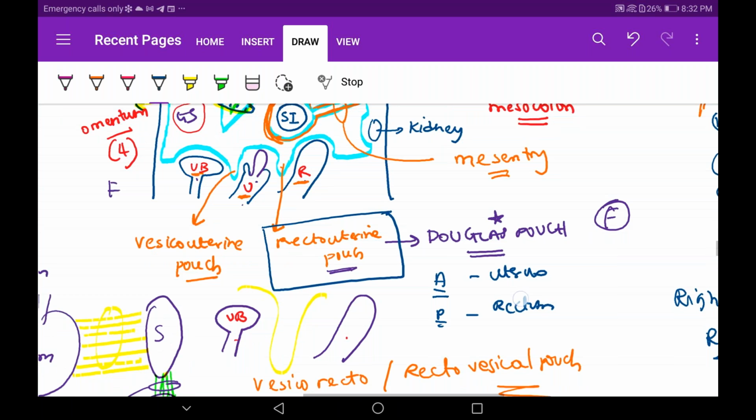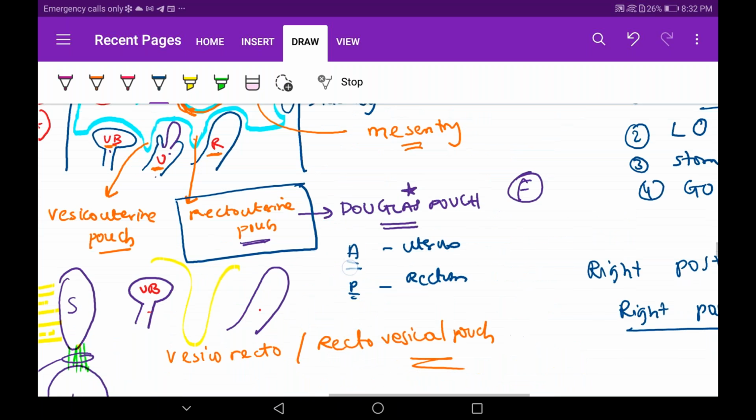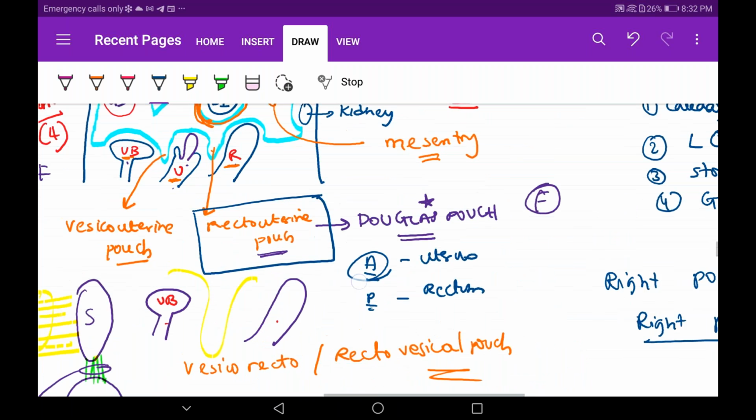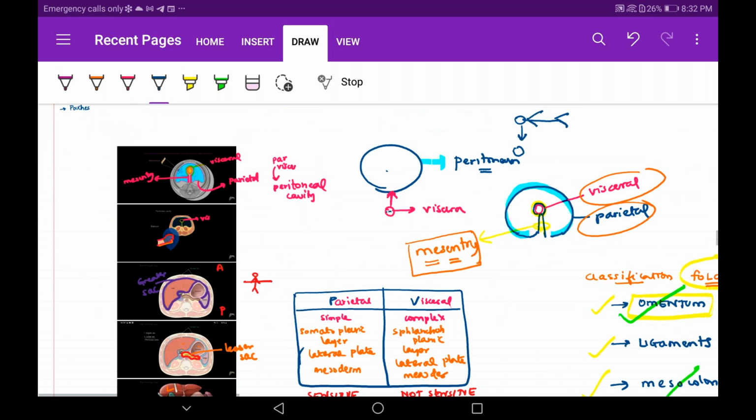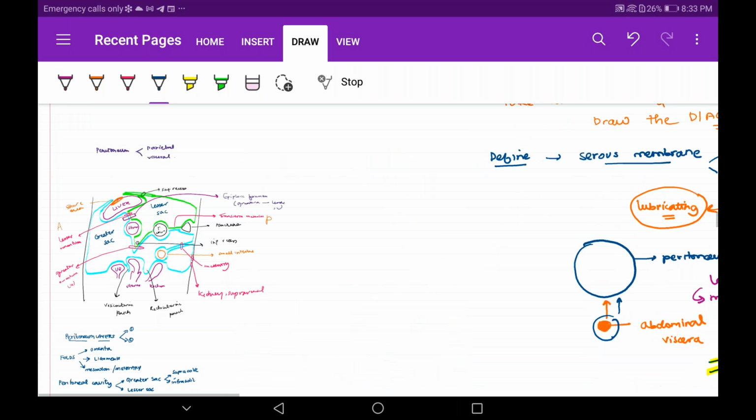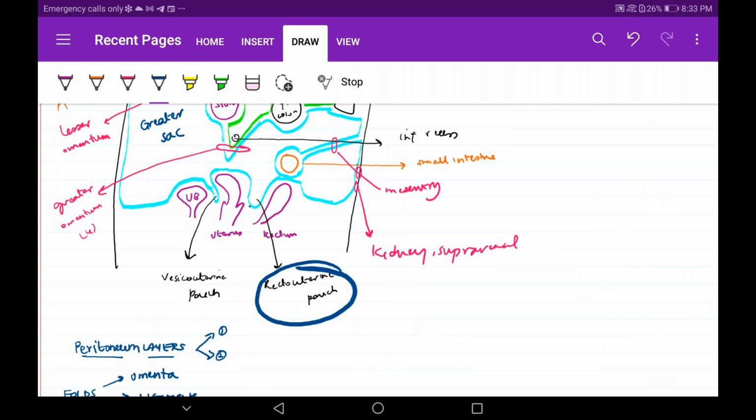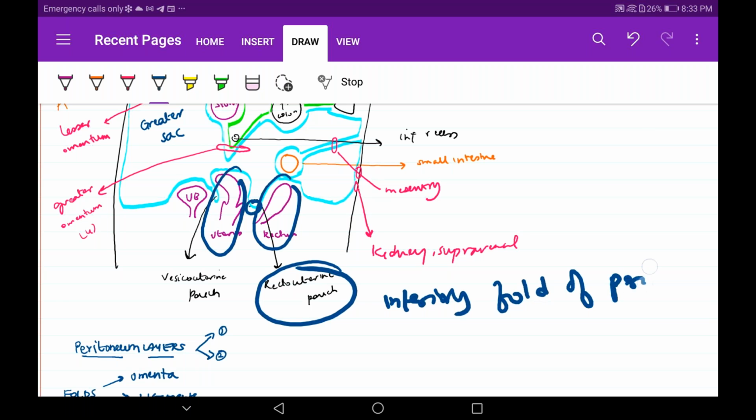So uterus anteriorly, you can see in the diagram. If you want, I have made another rough diagram also. Yeah, here it will be better. This recto-uterine pouch you can see, right? So anteriorly you have the uterus, posteriorly you have the rectum, inferiorly what do you have? This pouch, right? This space. They are giving that space as a fold of the peritoneum, something like that, but for understanding only anterior and posterior is enough.